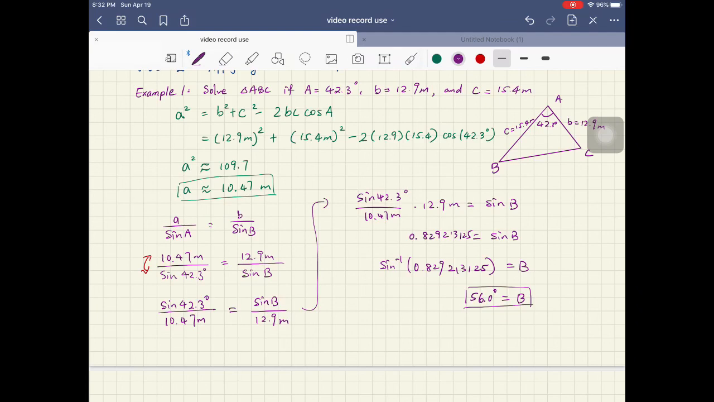Once we figure out B, we're going to figure out angle C. Since we have two angles now, A and B, we do not need to use the law of sine equation. We can just use C equals 180 degrees minus angle A minus angle B, which is 180 minus 42.3 minus 56, about 81.7 degrees.